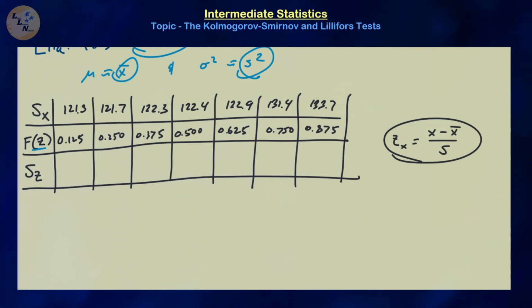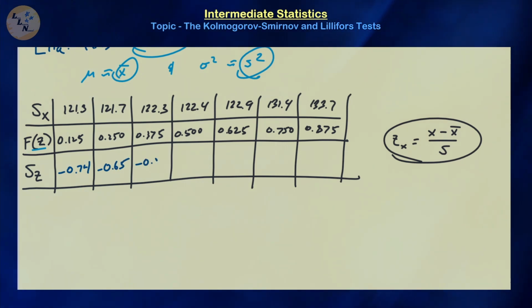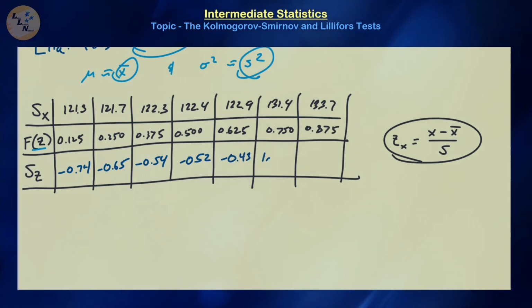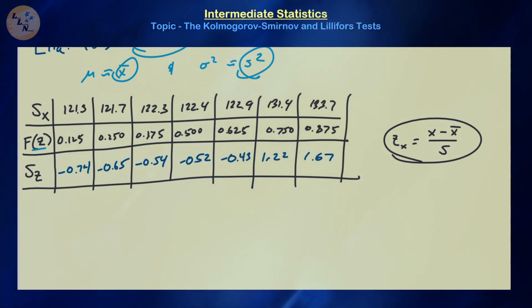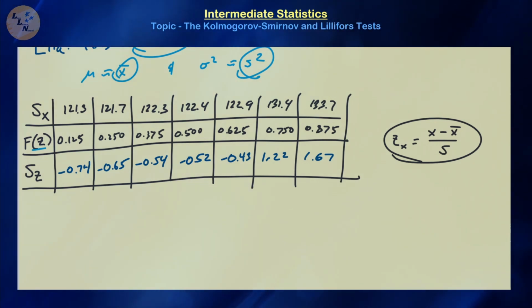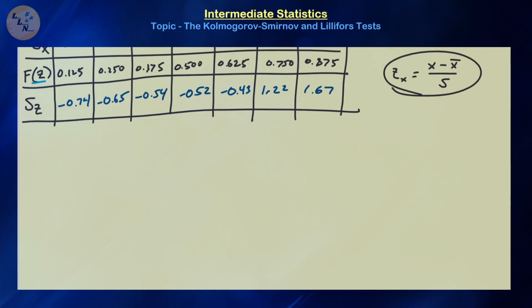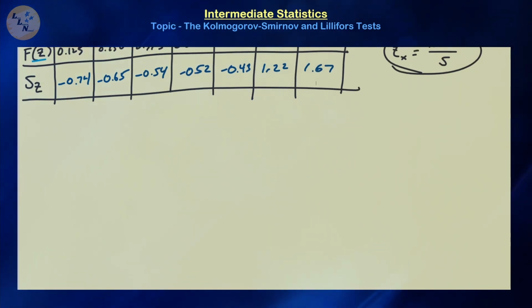Now, it's highly recommended that you remove outliers just in case you suspect any, but we're not going to do that here. So the z-scores are going to be negative 0.74, negative 0.65, negative 0.54, negative 0.52, negative 0.43, 1.22, 1.67. Notice that we have 5 negative values and 2 positive values, so we definitely have some evidence of skewness, right? Which is definitely a bad thing because we should have an equal amount of positives and negatives in our data set, or something close to that. There shouldn't be a substantial difference between those percentages.